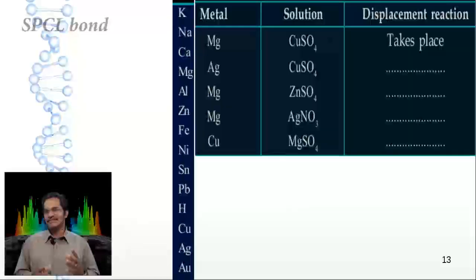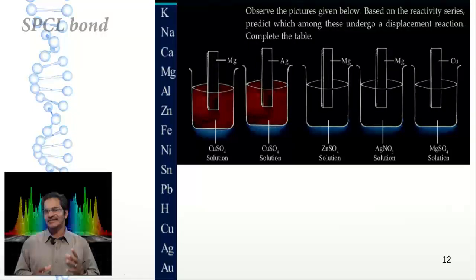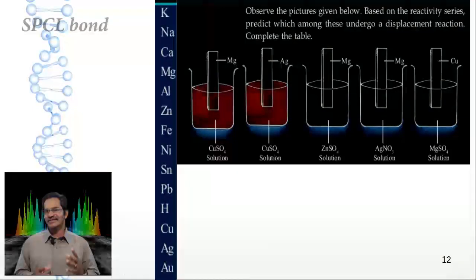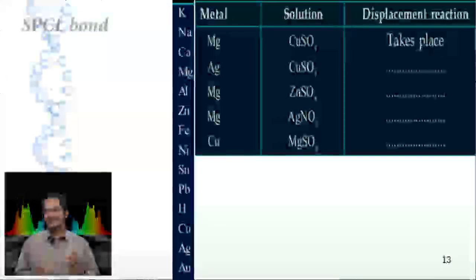The last one, what about the last one? Copper dipped in magnesium sulfate. No doubt copper cannot displace magnesium from magnesium sulfate solution because magnesium is highly reactive compared to copper. So, the answer is does not take place.